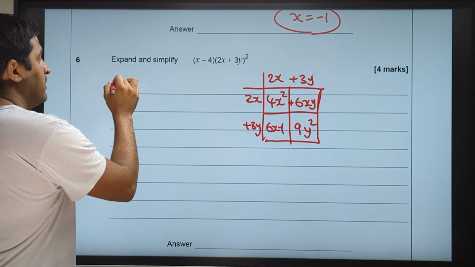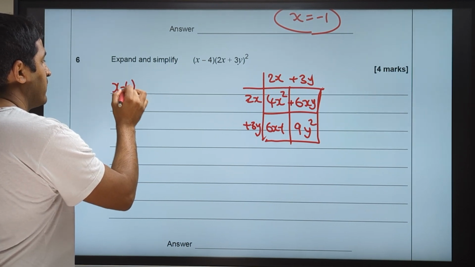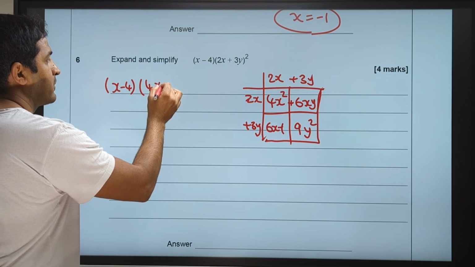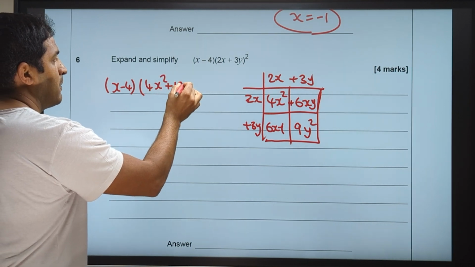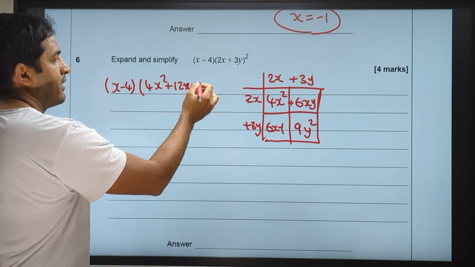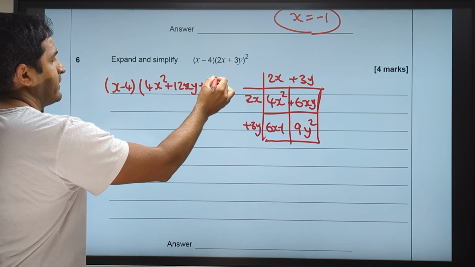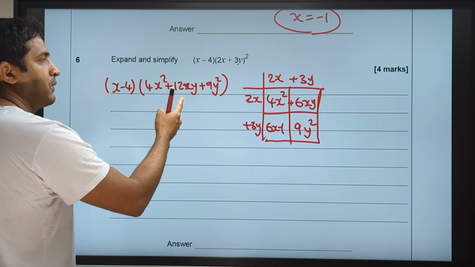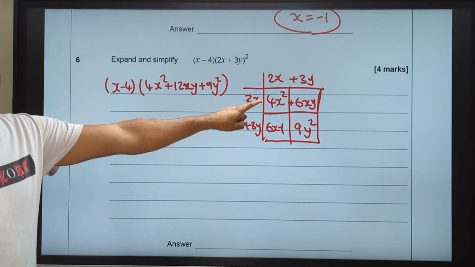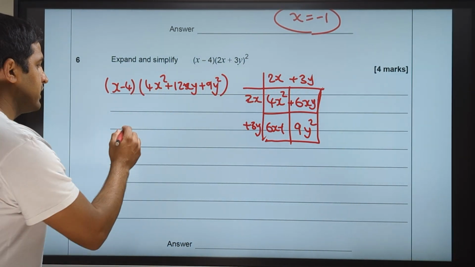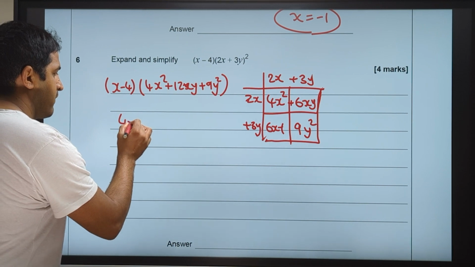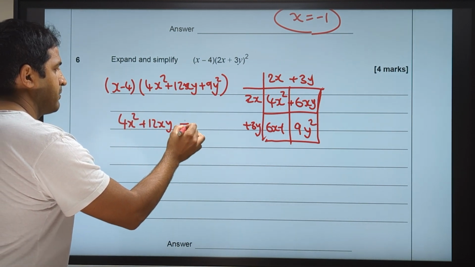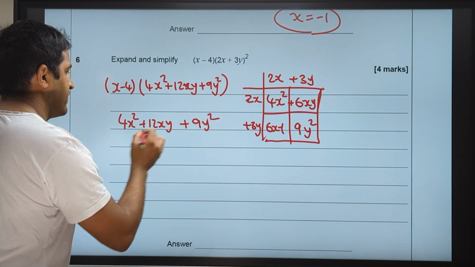So now we have x minus 4, which is multiplied with the entire thing, which is 4x squared plus 12xy plus 9y squared. Remember, the two 6xy terms added together give you 12xy. So we can do the same thing again with another grid method, where you got 4x squared plus 12xy plus 9y squared.